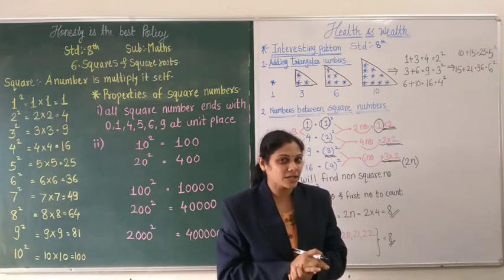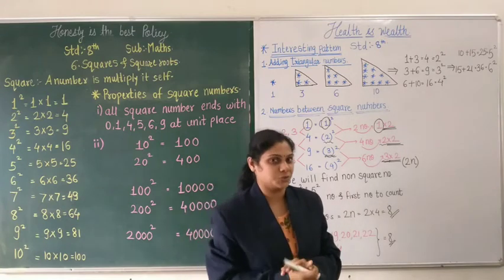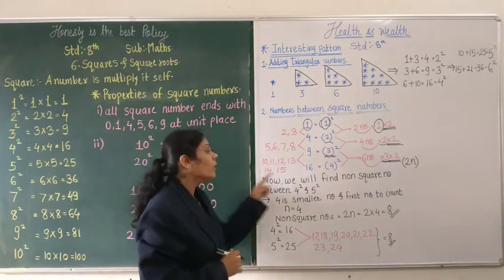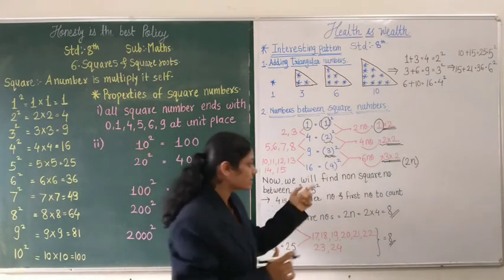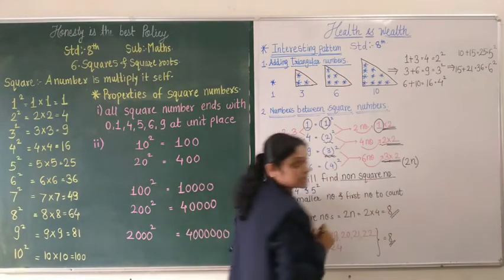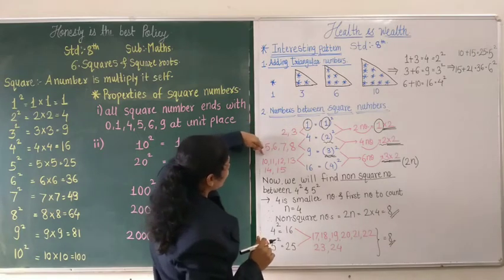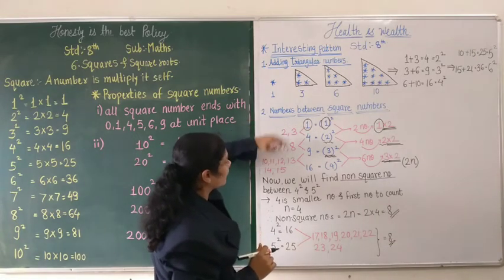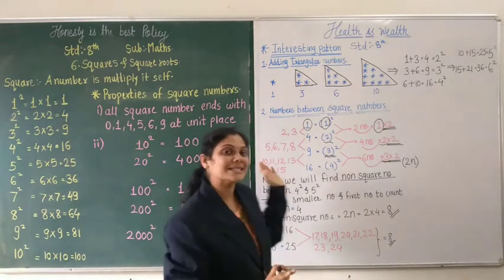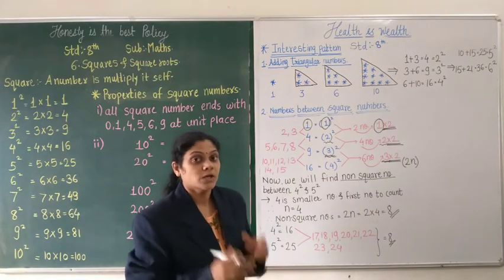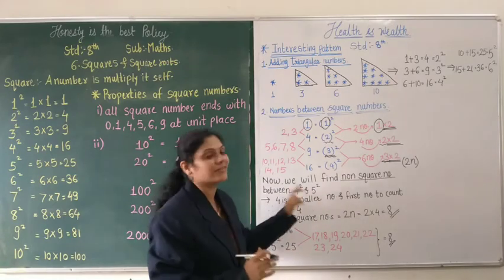Okay, it is a little bit difficult to understand. So dear students, we will solve an example that will be easy to understand. Okay, now look at it carefully. Now we will find non-square numbers between 4 square and 5 square. So it is a new concept, non-square numbers. So look here: 2, 3, 5, 6, 7, 8, 10, 11, 12, 13, 14, 15. All these numbers are not squares of any numbers. So we can say that these numbers are non-square numbers. So now we have to find the non-square numbers between 4 square and 5 square.